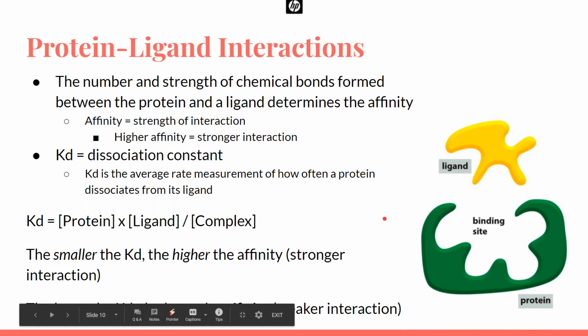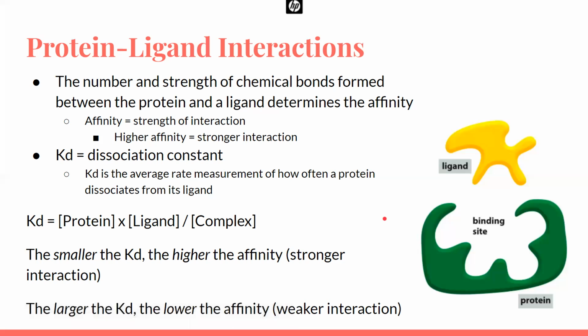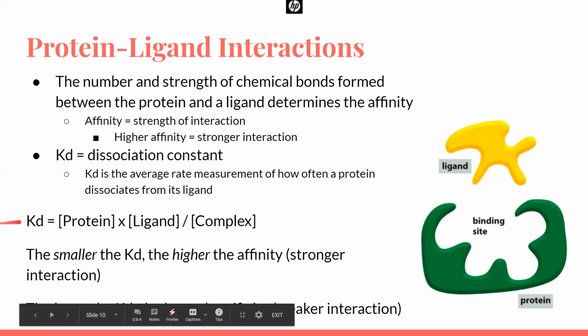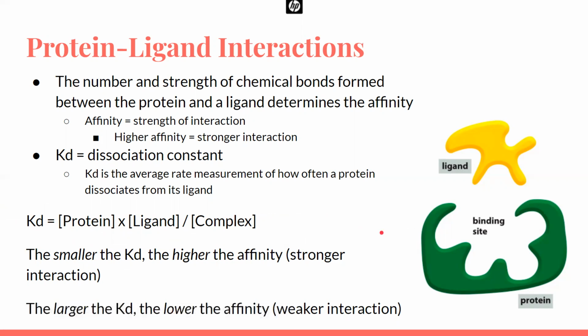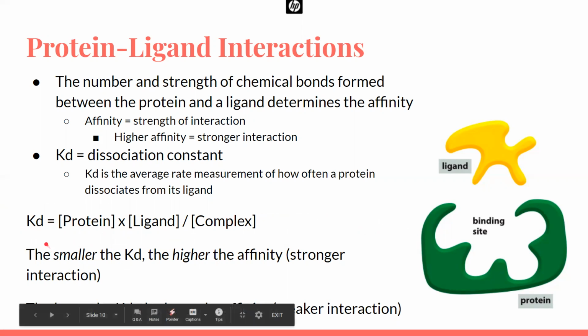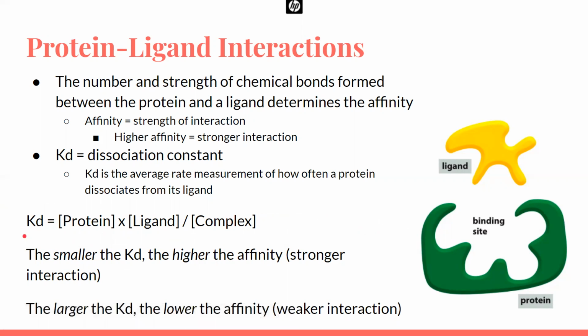There's a whole big mathematical way to calculate it. There's graphs, all this stuff, but that's the main idea you really need to know for this class. She's never going to have you calculate this equation, but you just need to know that the smaller the KD, so the value of KD, the higher the affinity or the stronger the interaction. So it's an inverse relationship. The larger the KD, so the larger the value of KD, the lower the affinity and the weaker the interaction.